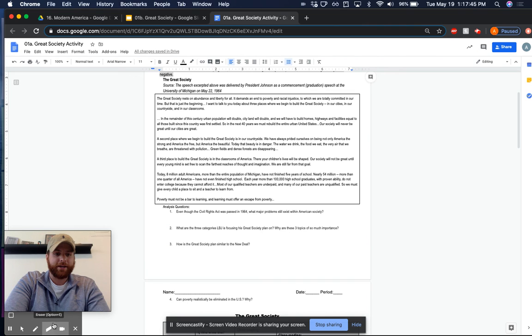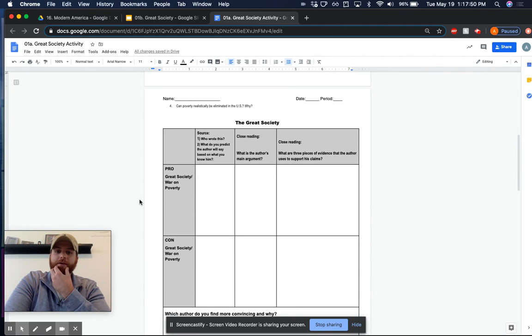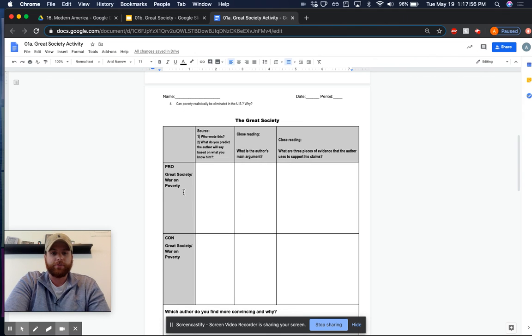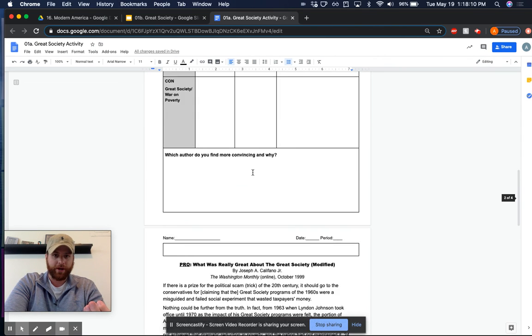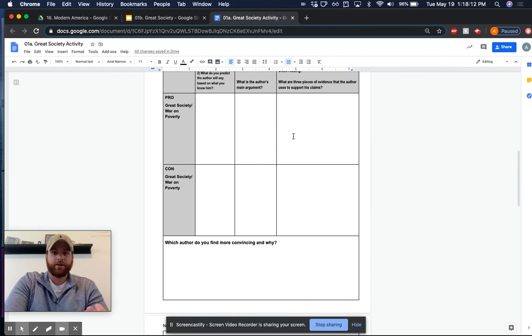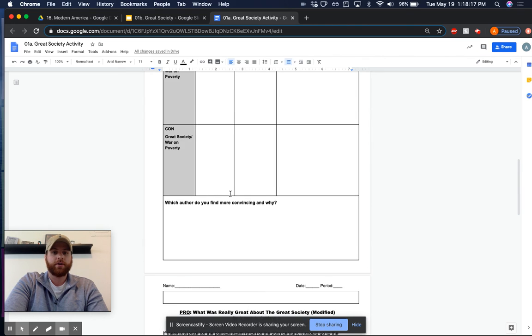Okay, the second thing that you're going to be doing, you're going to scroll down and you'll see you have this table. All right, and you have two rows. There's a pro row, and there's a con row. If you scroll down more, you'll see that there are two viewpoints. All right, there's a pro viewpoint. All right, this author is going to be arguing for why the Great Society programs were a positive. Okay, so you're going to be filling in these various columns using this pro source.